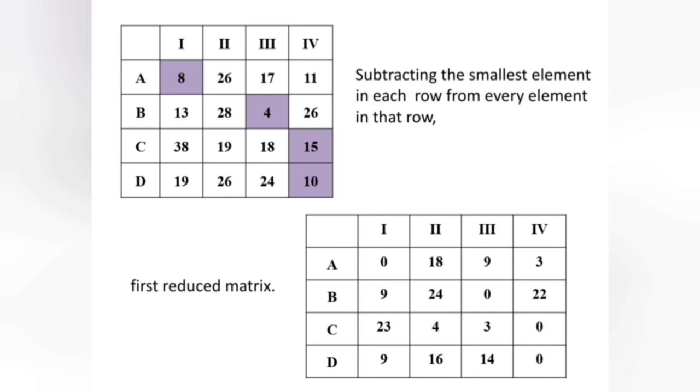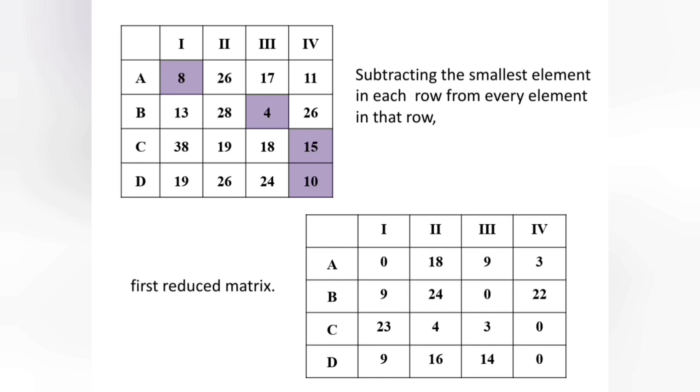Then in the third row, the minimum element is 15. Reducing each element by 15, the new elements are 23, 4, 3, 0. Likewise, in the fourth row, the minimum element is 10, and reducing each element by 10 we get 9, 16, 14, 0. So this is the reduced matrix, called the row reduction matrix.